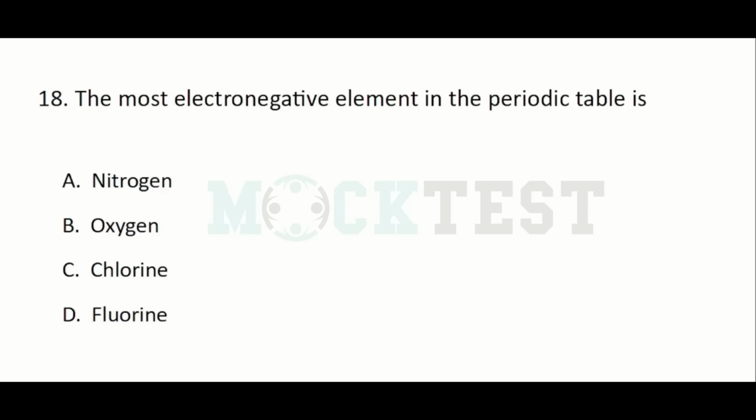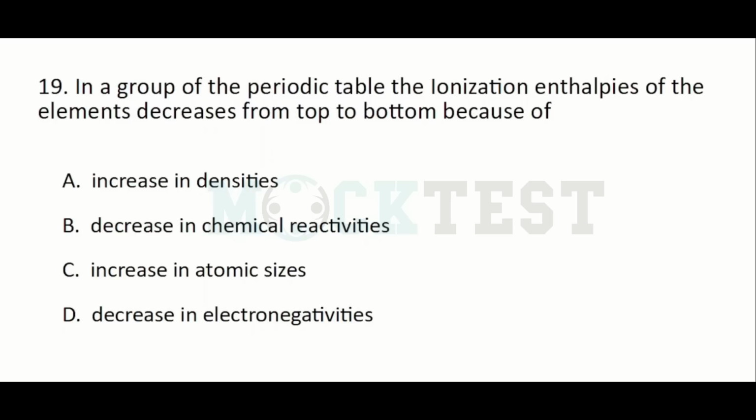The most electronegative element in the periodic table is: option A, nitrogen; option B, oxygen; option C, chlorine; option D, fluorine. The most electronegative element in the periodic table is option D, fluorine.